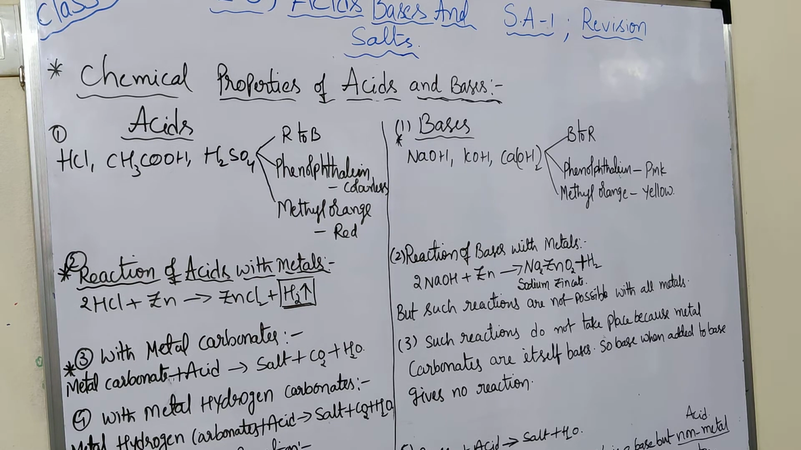Next, reaction of acids with metals, and this is a very important question. We also have this lab activity. You take one conical flask and take metal. So here is the reaction of acids with metal.